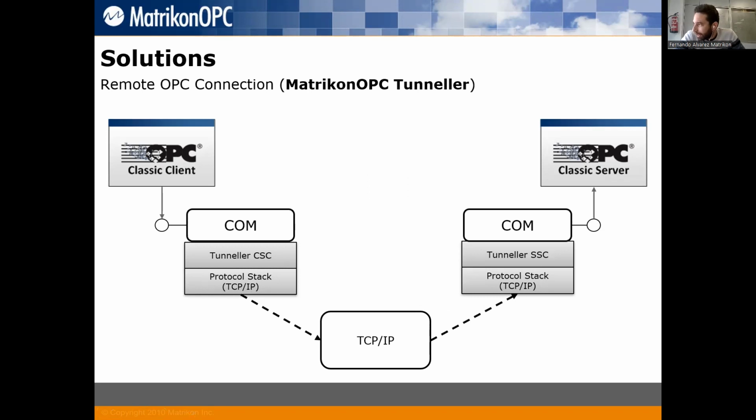All right, and we can select the port. This is why we say that the tunneler is compatible with firewalls. So first, we don't need to configure the DCOM. We don't need to worry about DCOM anymore, and we can select which port we are going to use to communicate. So we select the port, and then we can tell the people from IT, okay, open only this port in the firewall, and that's it.